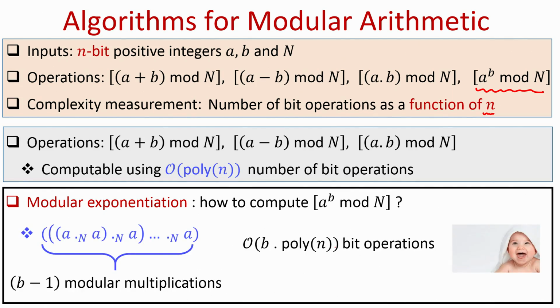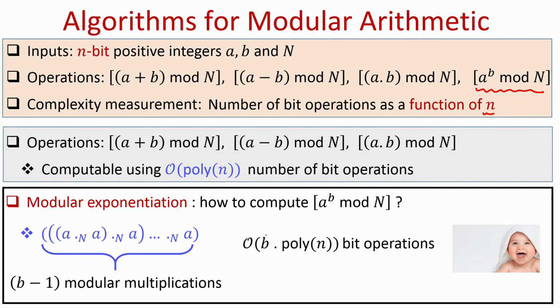A naive algorithm will be that I perform a square modulo n, whatever is the result I multiply it again with a and do a modulo n, and like that I have to perform basically b minus 1 modular multiplications. And since each modular multiplication requires a poly of n number of operations and I am performing order of b such operations, one may say that the overall time complexity of this naive modular exponentiation algorithm will be O of b times poly of n bit operations, and hence it is overall polynomial.